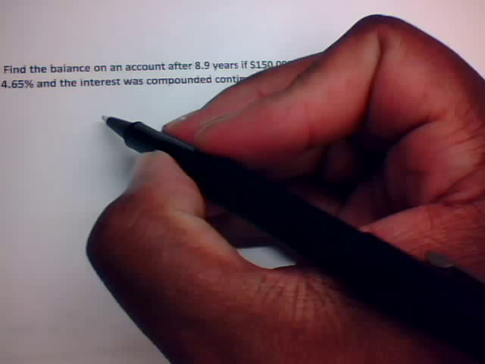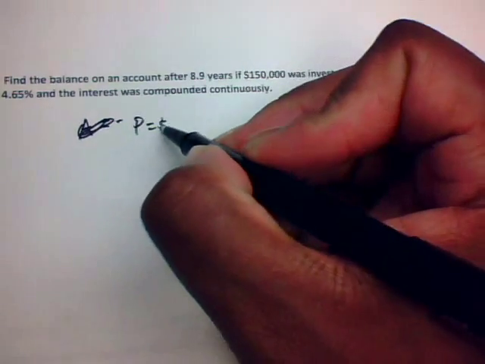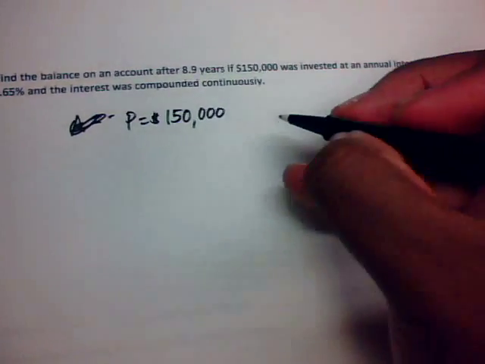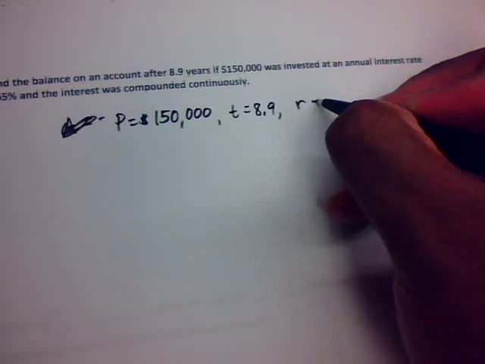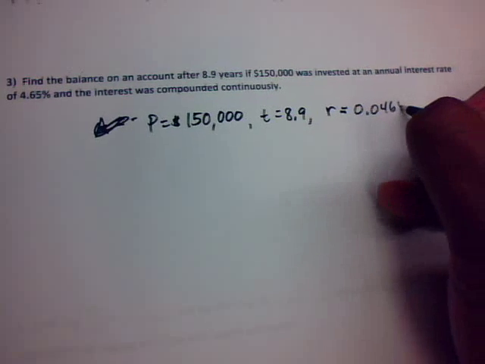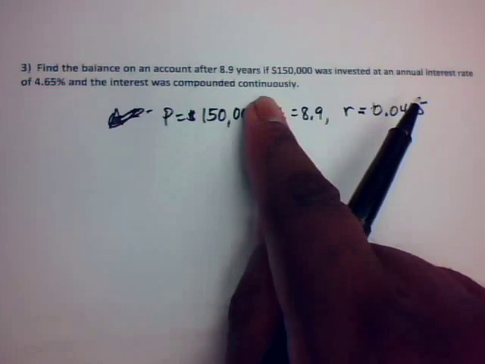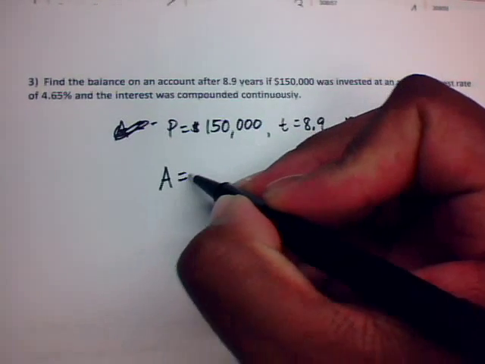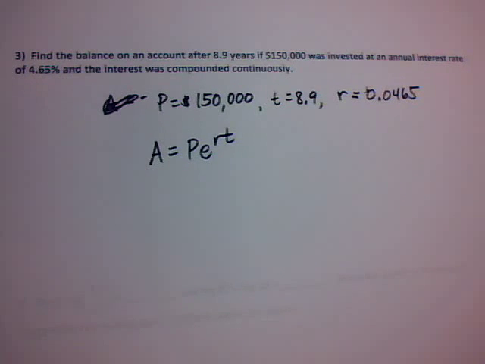Okay, so in this case, the principal is $150,000, as the amount is what we're trying to find. The time is 8.9 years. The interest rate is 4.65%, but as a decimal, it would be 0.0465. Now, in this problem, it says compounded continuously. So now we have to use this formula. A is equal to P times e to the RT. That's the formula for continuous compounding.